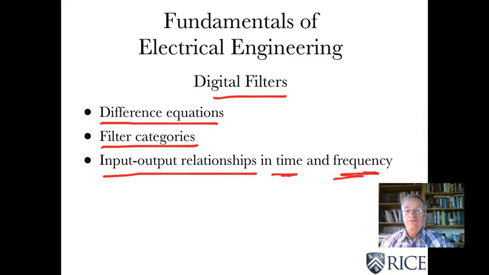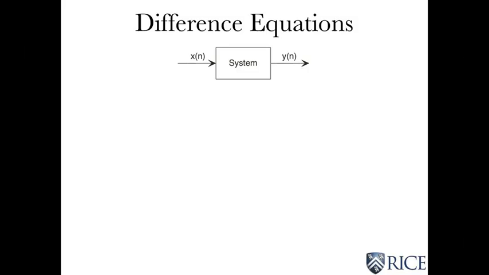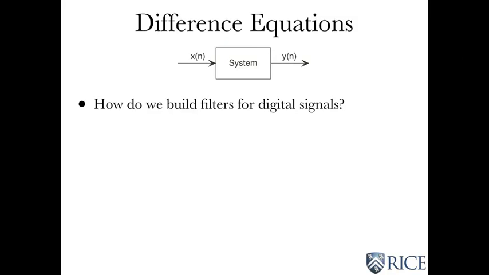Well, first of all, we have to define what a difference equation is. So what we want to do is to implement a linear shift invariant system. And as always, we're going to let X be our input and Y will be our output. And the big question is going to be, how do you actually build filters? How do you implement them for digital signals? You don't have circuits anymore. You're inside the computer. It's all done in software.